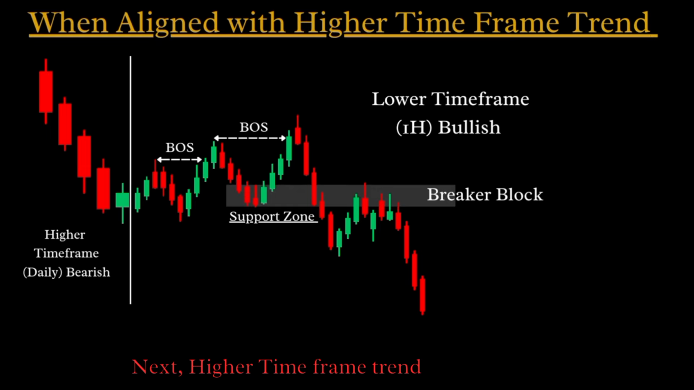Next, higher time frame trend alignment. Trading in line with the higher time frame trend greatly boosts your success rate. For instance, in a bullish trend, target breaker blocks at support zones. In a bearish trend, seek breaker blocks at resistance zones. This alignment ensures you're trading with the overall market momentum.